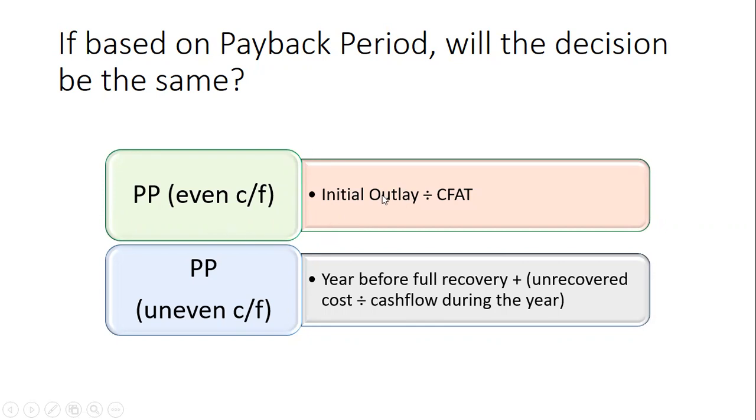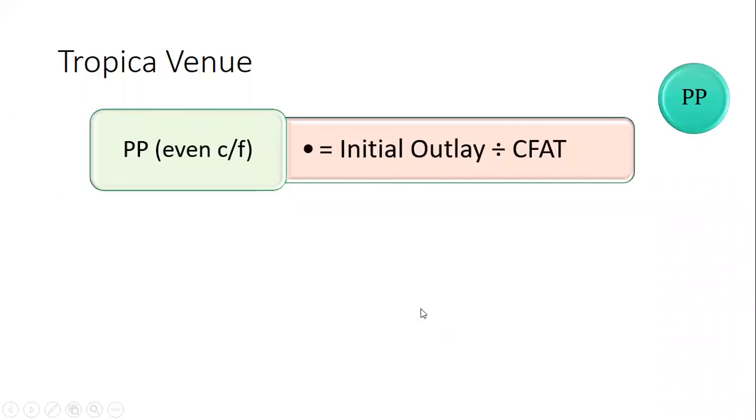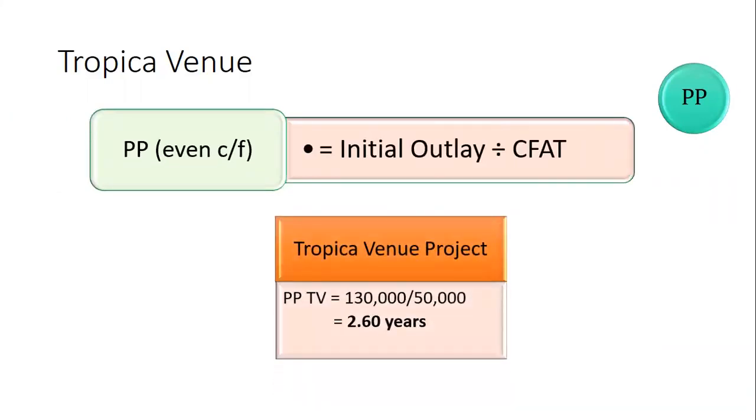For even cash flows, the formula is initial outlay divided by cash flow after tax. And for uneven cash flows, where every year the cash flow is different, the formula would be the year before full recovery of the initial outlay, plus the unrecovered cost during that particular year before recovery, divided by the cash flow in the following year. Let's look at how it is applied.